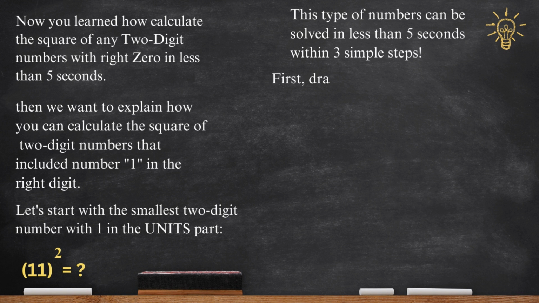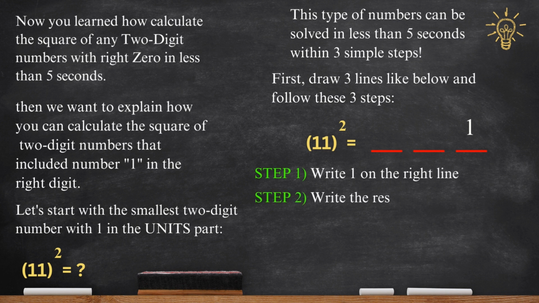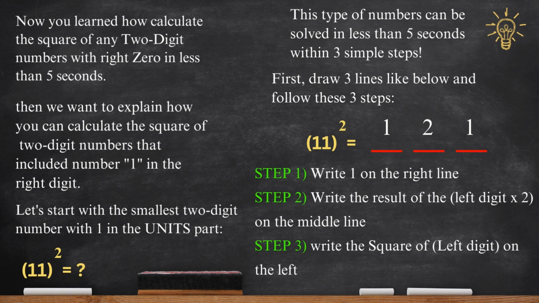First, draw 3 lines like below and follow these 3 steps. Step 1. Write 1 on the right line. Step 2. Write the result of left digit times 2 on the middle line. And the last step, write the square of left digit on the left line. That's all.